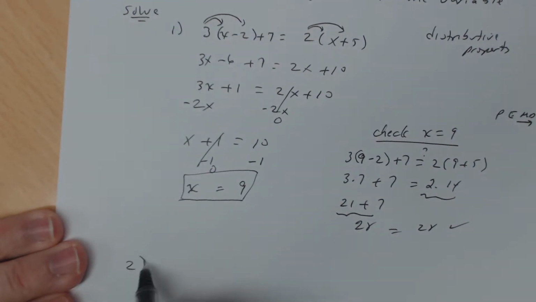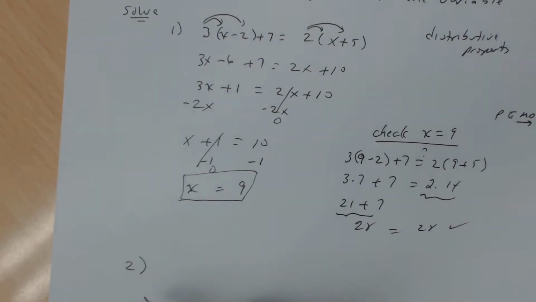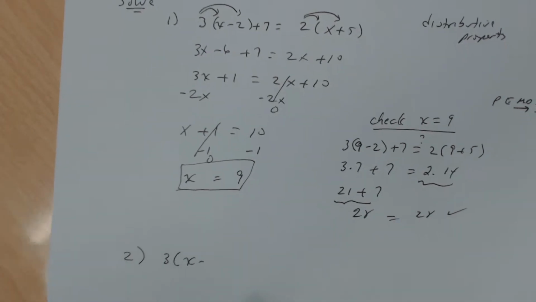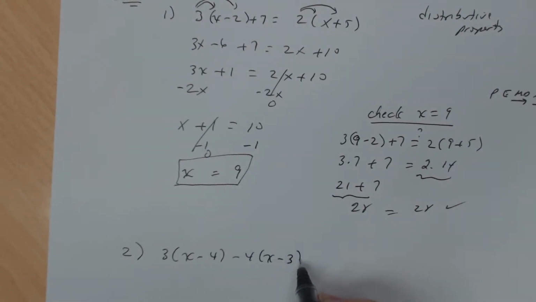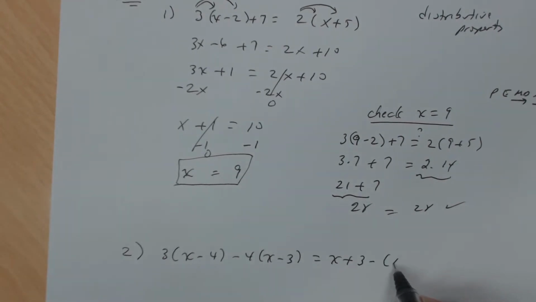Number 2. Let's suppose we had 3 times x minus 4, minus 4 times x minus 3, equal x plus 3 minus x minus 2.